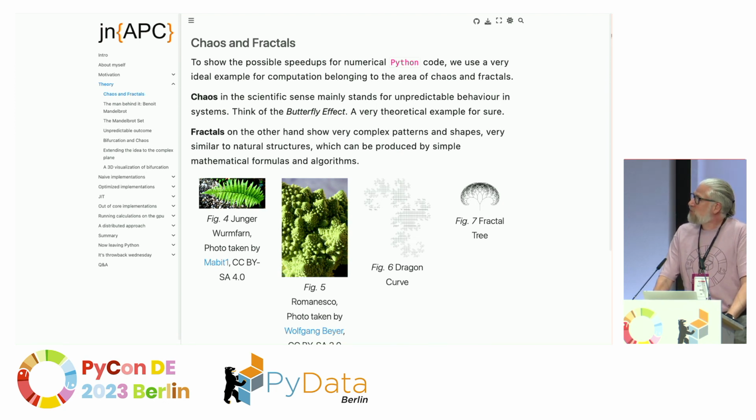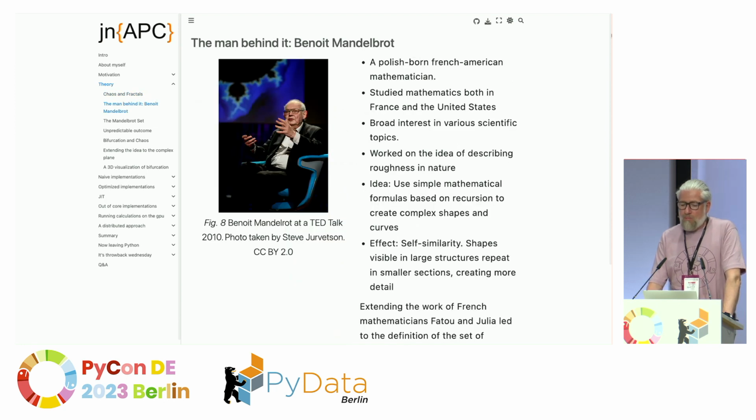And if you were to describe how that looks, to make a model that describes it very well, it is very, very complicated to do. And we find these structures in nature all over the place. And probably there is no complex code in nature that resembles that. So there must be a much more simple solution. And there is. There's one man that got famous behind it, which is Benoit Mandelbrot. He is a Polish-born French-American mathematician. He studied mathematics both in France and the United States. And he had a broad interest in various scientific topics. If you look up his work, there are lots of areas where he contributed.